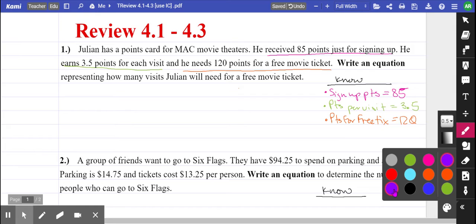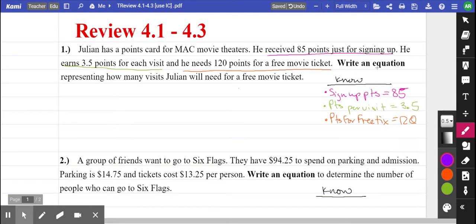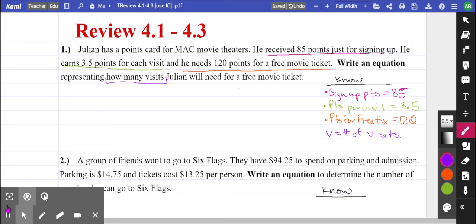We don't have one yet, but if you look at this statement, write an equation representing how many visits Julian will need for a free movie ticket. Right here, how many visits? That means we don't know how many visits we have. So we're going to have V stand for the number of visits. So now we're going to set up this equation using some wordy wordness.